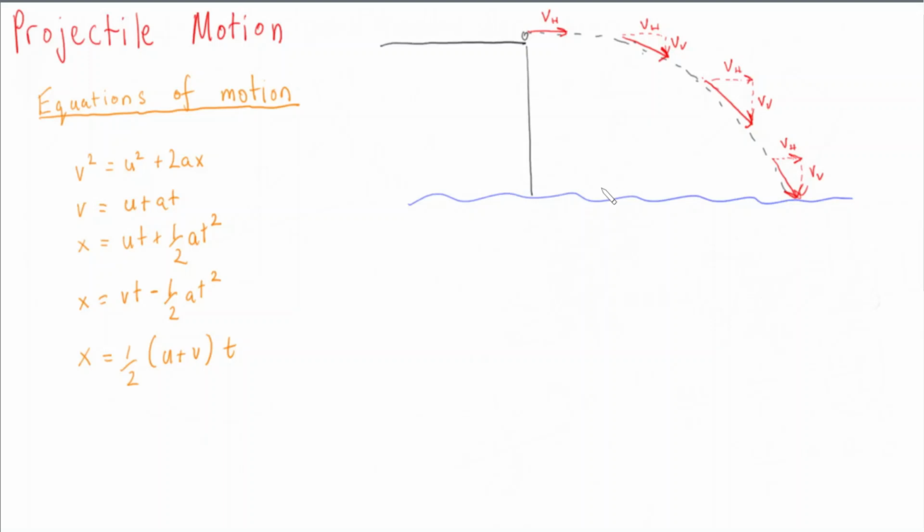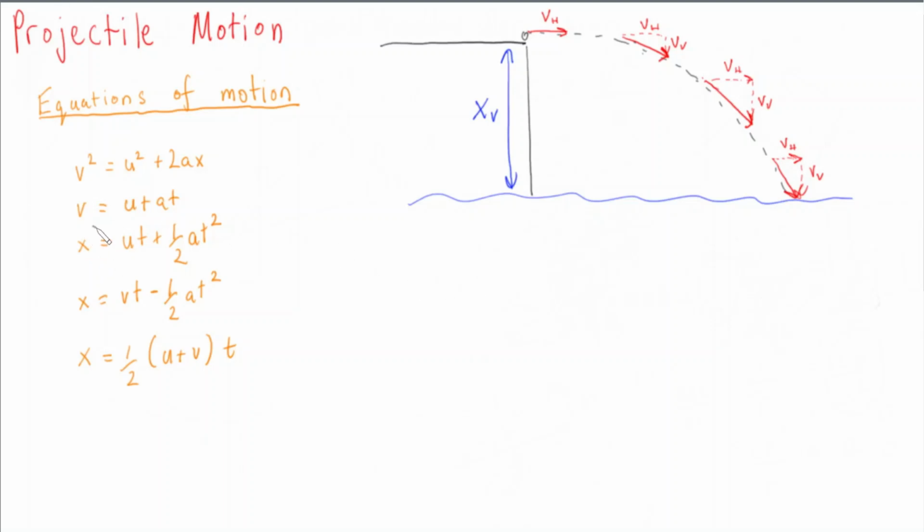So if I'm looking in the vertical direction and I'm trying to calculate the time taken for this object to hit the ground, I'll call this x_v, which is our vertical displacement, and I know our initial velocity will be equal to 0. Our initial vertical velocity will be equal to 0.